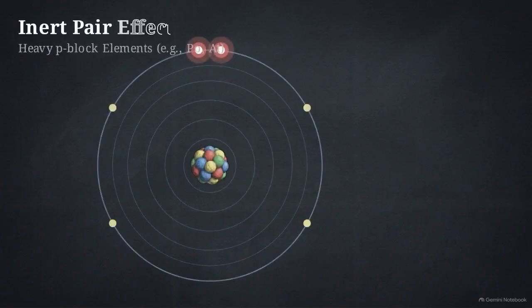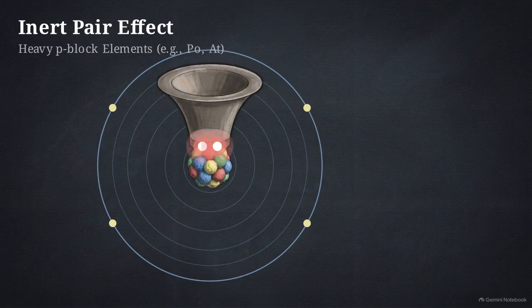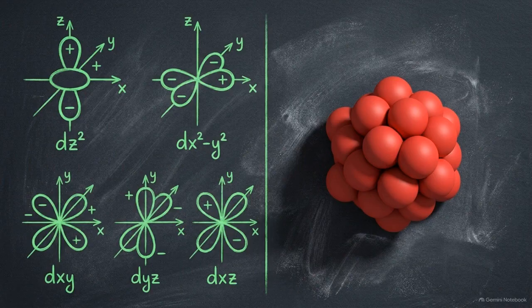However, in the absolute heaviest elements like polonium and astatine, the inert pair effect becomes the dominant physical force. These atoms have such high nuclear charges that the s orbital electrons are held too tightly to participate in bonding, making lower oxidation states more stable. An element's reactive potential depends on its access to empty d orbitals and the stability of its valence s electrons.